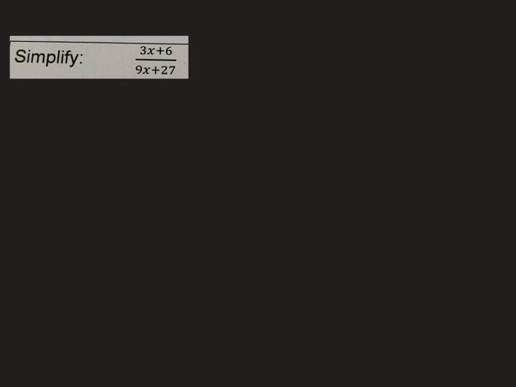Alrighty, let's take a look at this question. So we're asked to simplify 3x plus 6 over 9x plus 27. It's a rational expression. So I have a motto for this unit of rational expressions. It is, when in doubt, factor it out.